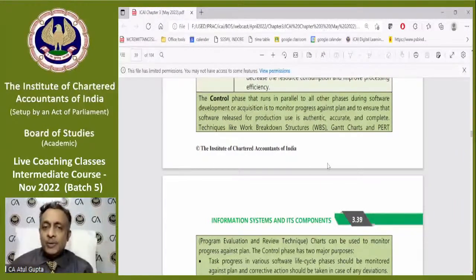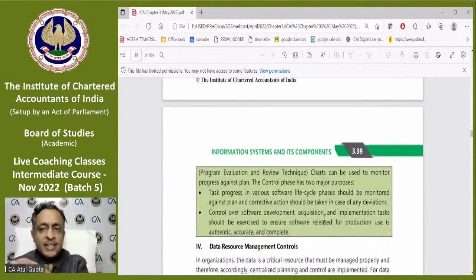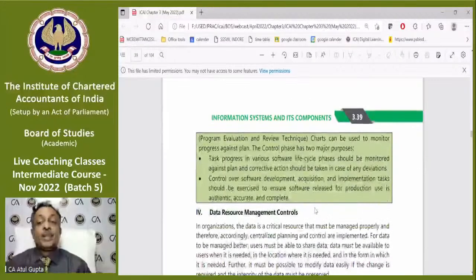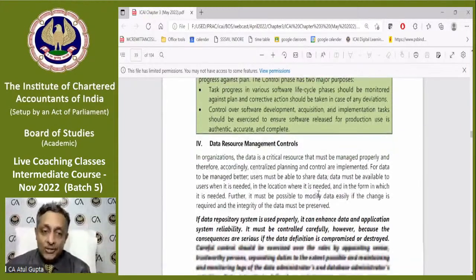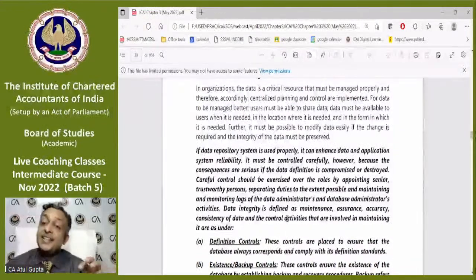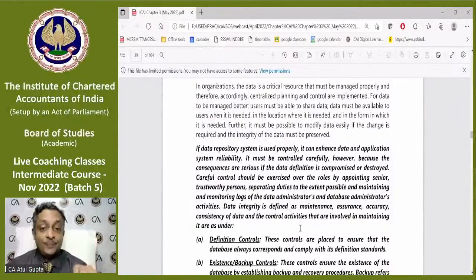You see this WBS, work breakdown structure, Gantt charts, PERT, CPM. These are project monitoring, how the system is performing. Okay. You have created the system, now maintain the data. Data resource management controls. What do you need to see? Data is a repository, all things are there.